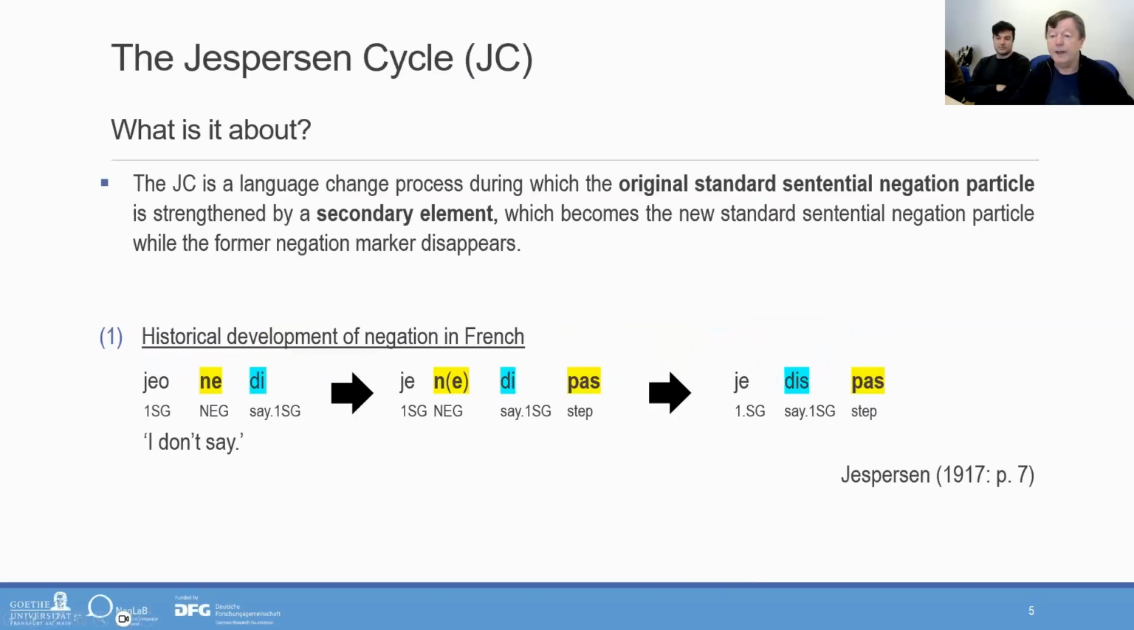Okay, the Jespersen cycle is a language change process during which the original standard sentential negation particle is strengthened by a secondary element which becomes the new standard negation particle, while the former negation marker disappears. Probably the most famous example is the development of negation in French, where we have the development from ne to ne pas and pas, at least in some colloquial variants of French today.